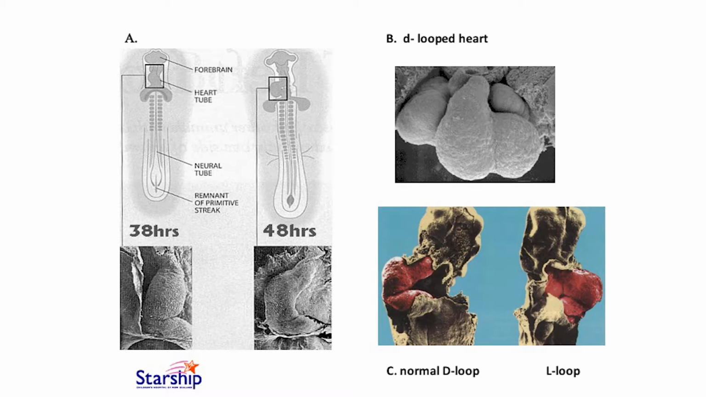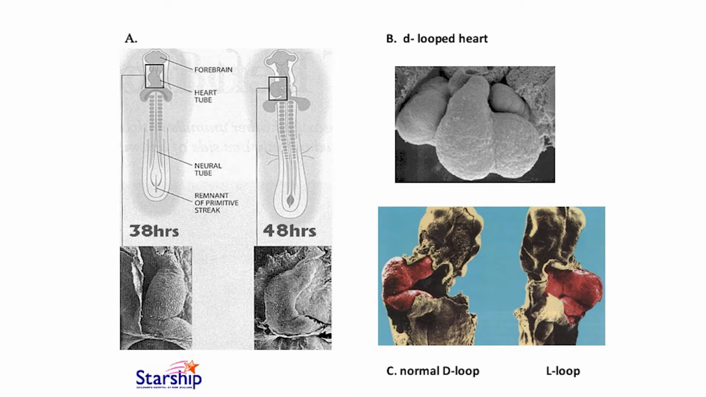and forward. If you get that wrong, and if the loop goes the opposite way, then you've got what's known as an L-looped heart. So this little picture down here is a chick embryo. Here's your normal D-loop, and here's a loop that went the wrong way, went to the left. In that situation, what you could get is ventricular inversion, occurring when the morphological left ventricle is now lying on the right-hand side of the body.